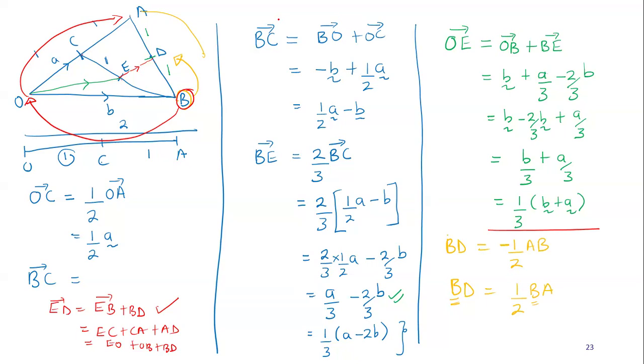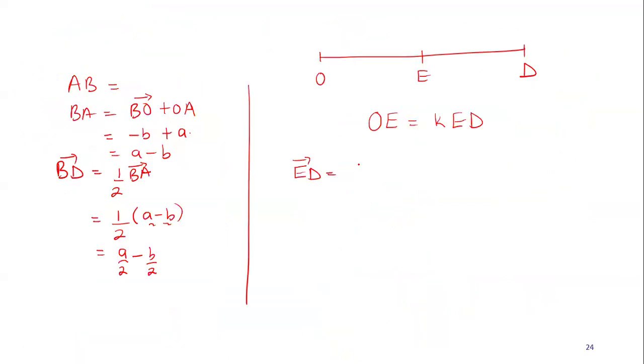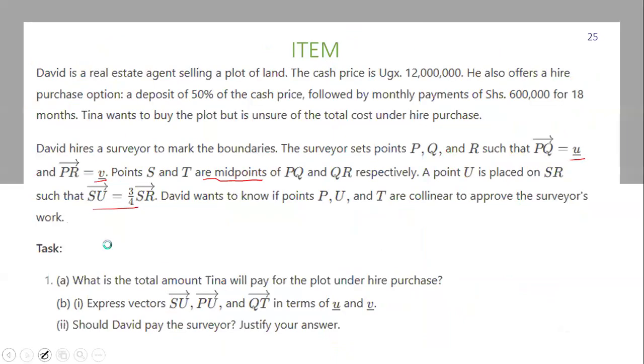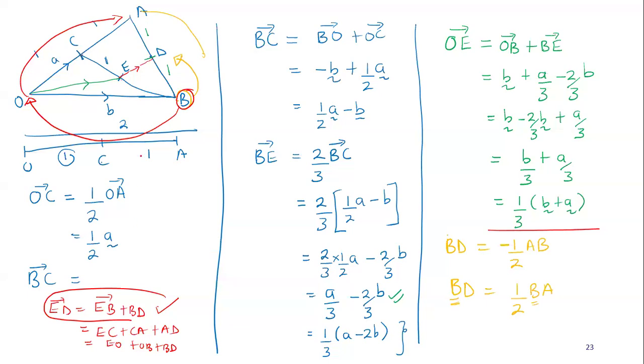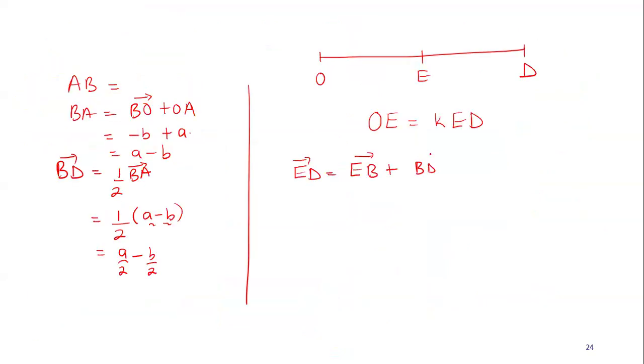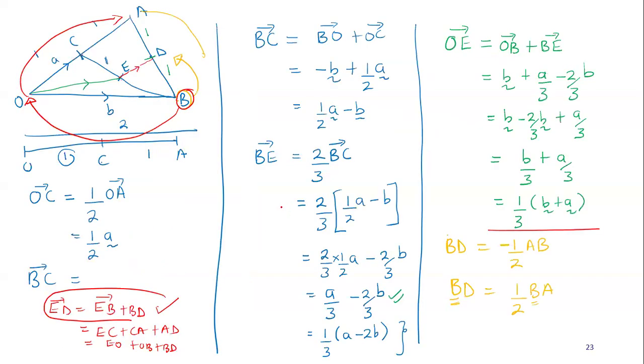Whatever route you use, you get the same answer. But me, I want to use this easy route here, since I already have my EB and my B to D, so it will be a bit easy. So ED, we have said we are going to use E to B plus B to D. My E to B, I think I have it already. We obtained B to E.